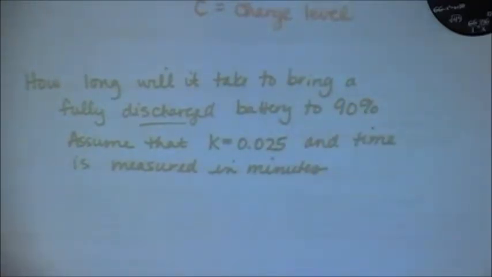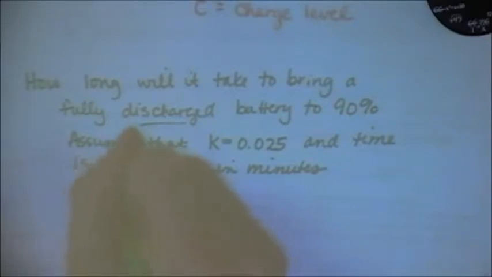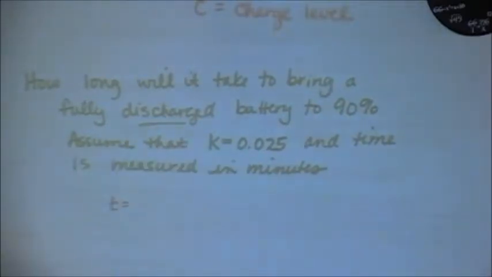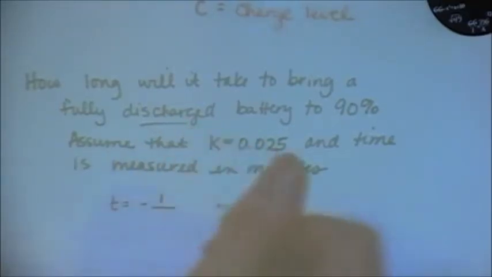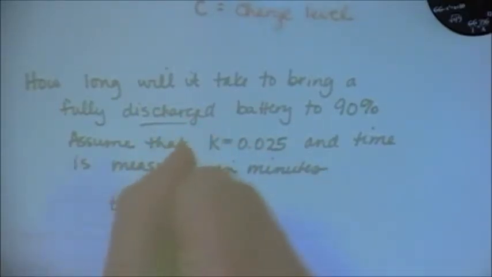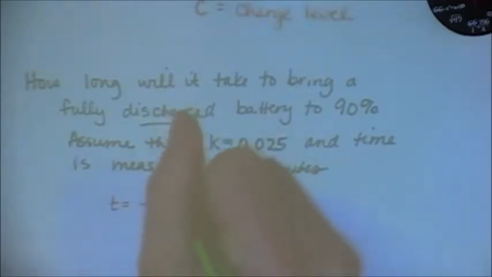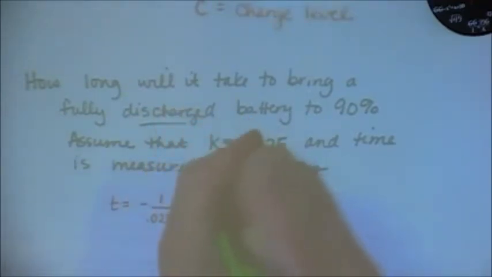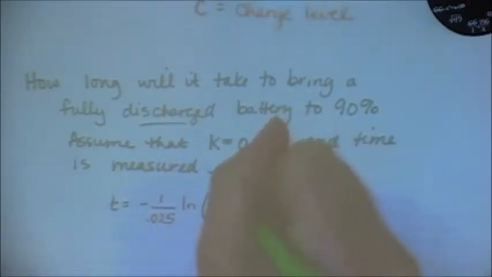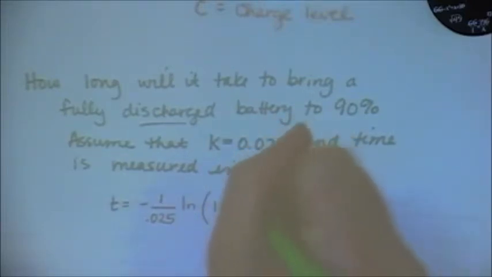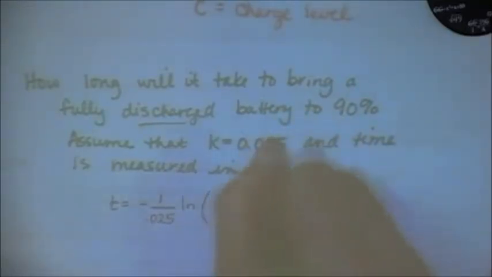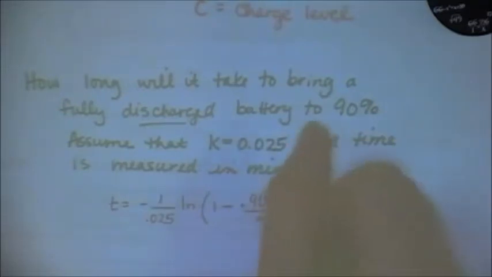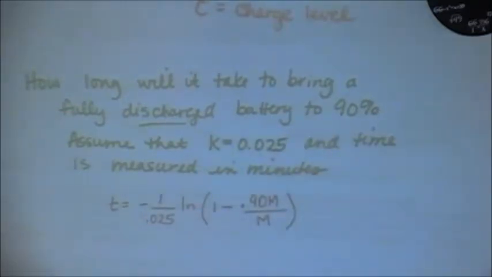So I'm just going to plug numbers into the formula. T is what I'm looking for. I'm looking for how long it'll take. So I'm looking for T. So I got negative 1 over 0.025 times the natural log of 1 minus. Now, I want to go to 0.9, 90% of whatever my maximum charge is. I don't know what that might be.